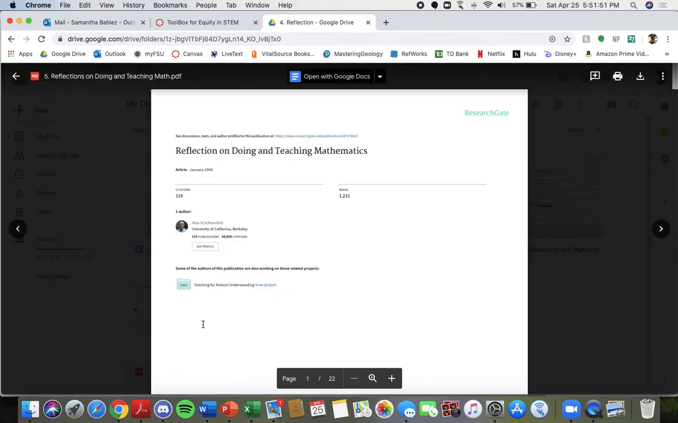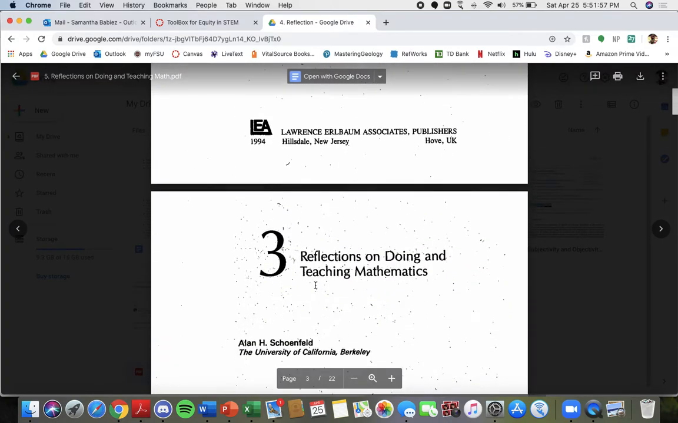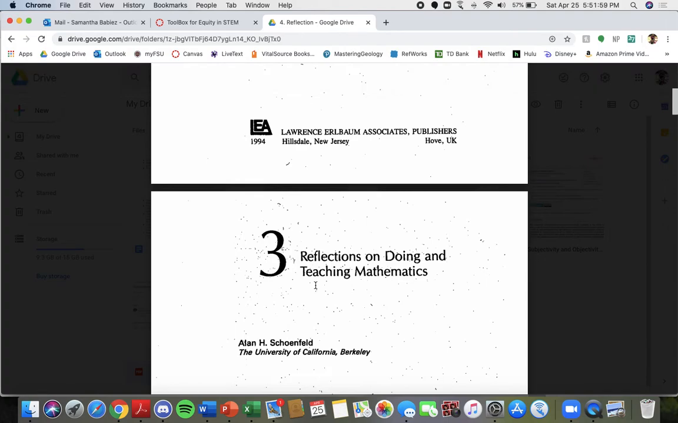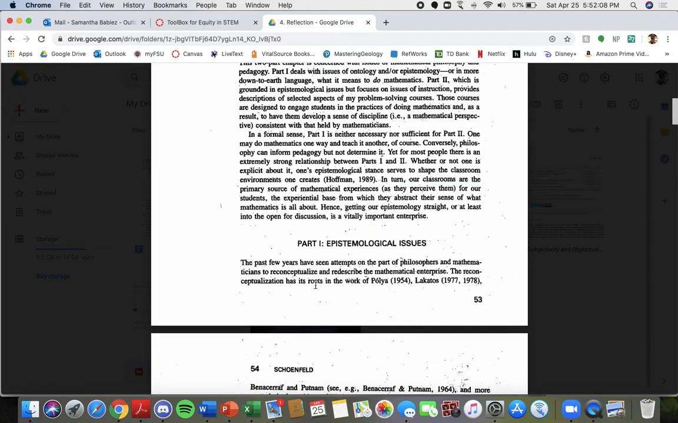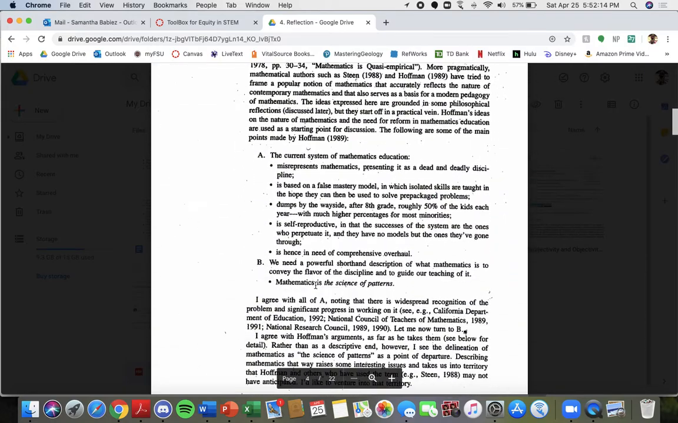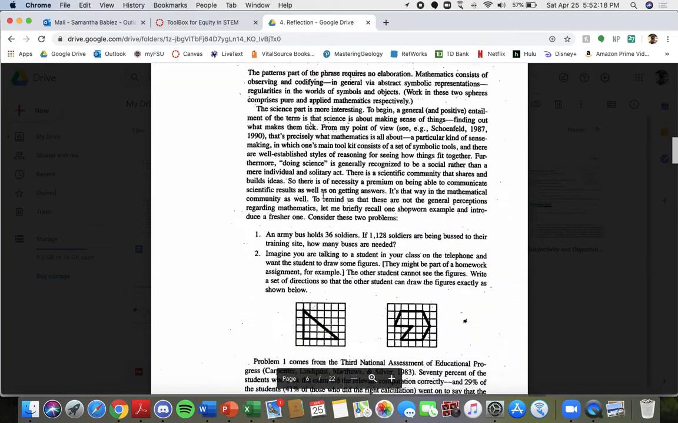Number 5, we've got reflections in doing and teaching mathematics. This was the article that we got. Science or mathematics is the science of puzzles, I think was the quote. And that really, really got us thinking in class, and I thought that would just be a great one.